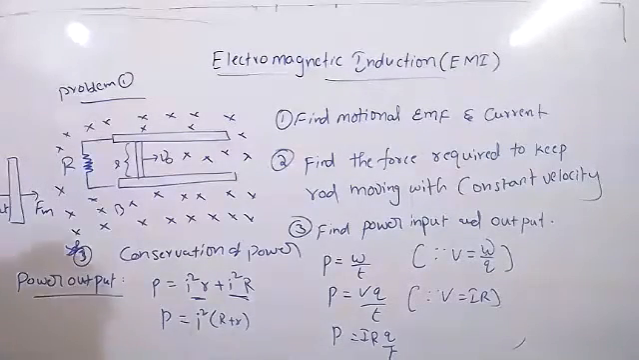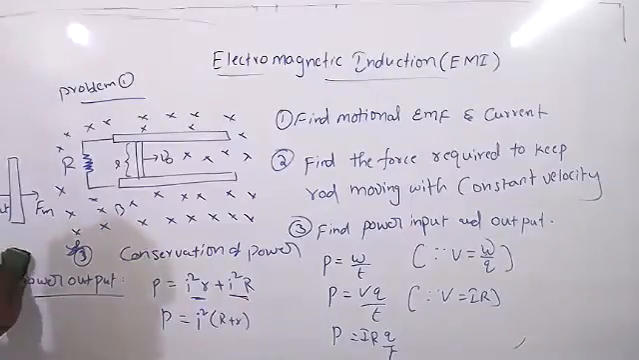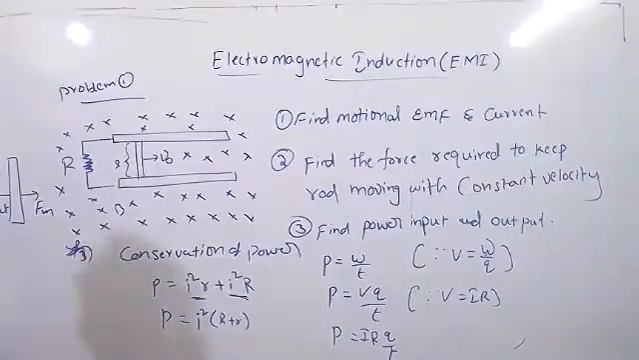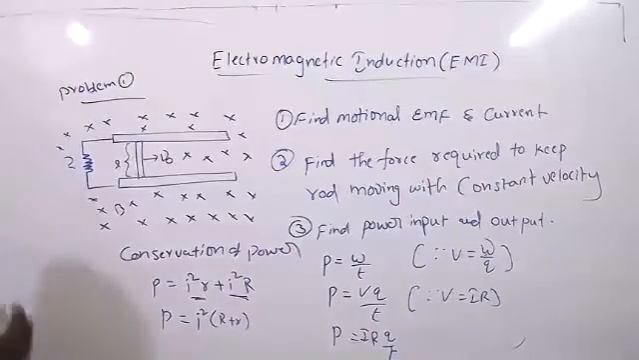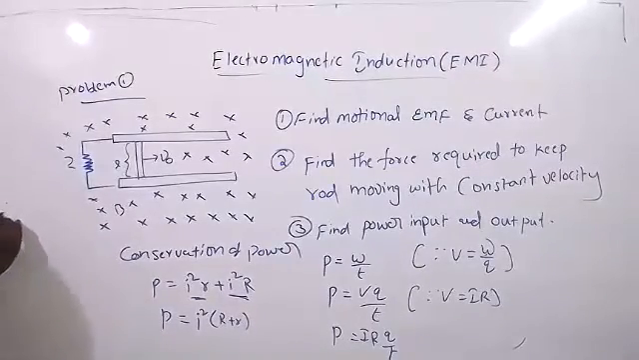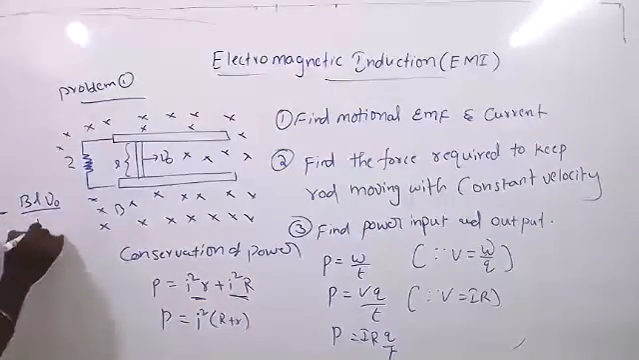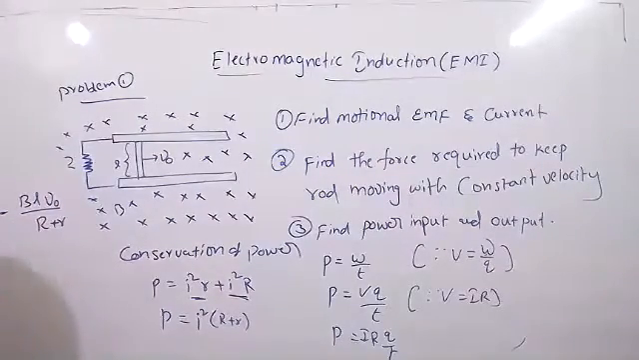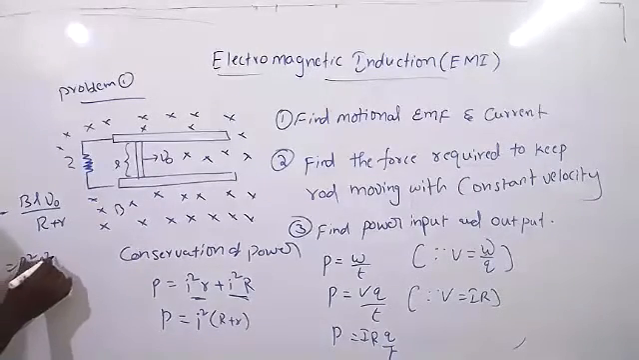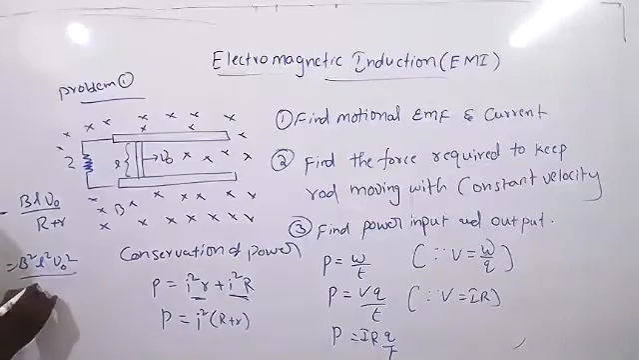All clear. Okay, let's see. So we calculated I, right? How much did we get for I? I formula: BLV by R plus R. BL V naught by R plus R. So I square here. So power equal to B square L square V naught square by R plus R.